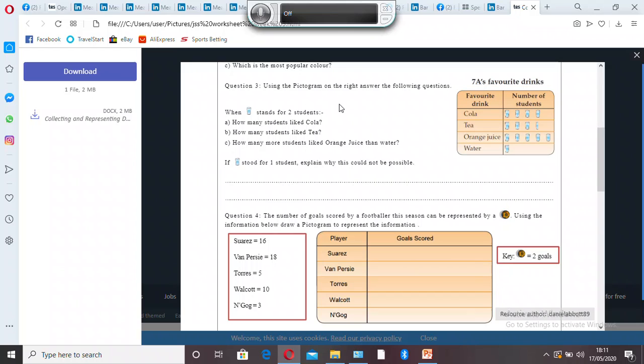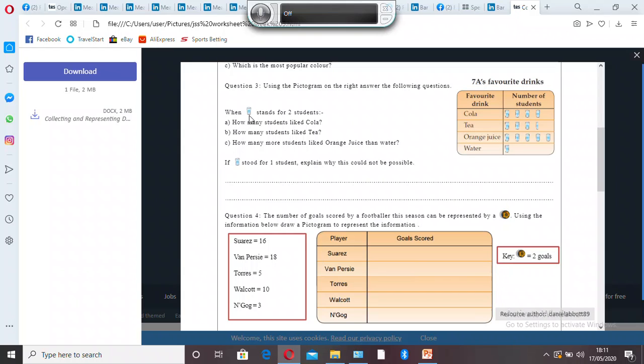Using the pictogram on the right, answer the following questions. This is an example of a pictogram. When you represent data with pictures, that's a pictogram. So look at this. Did you see that glass cup? You see 4 glass cups here representing Coca-Cola. This is an example of using pictures to represent numbers. The question says, when a glass cup, look at this glass cup, the image of the glass cup here.